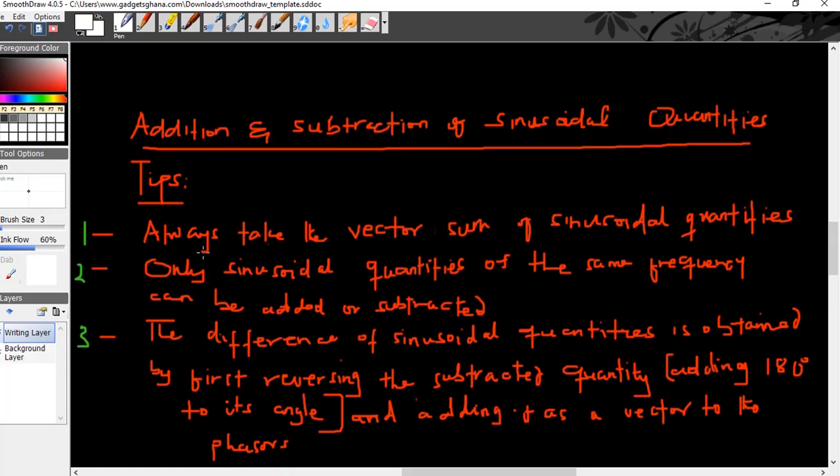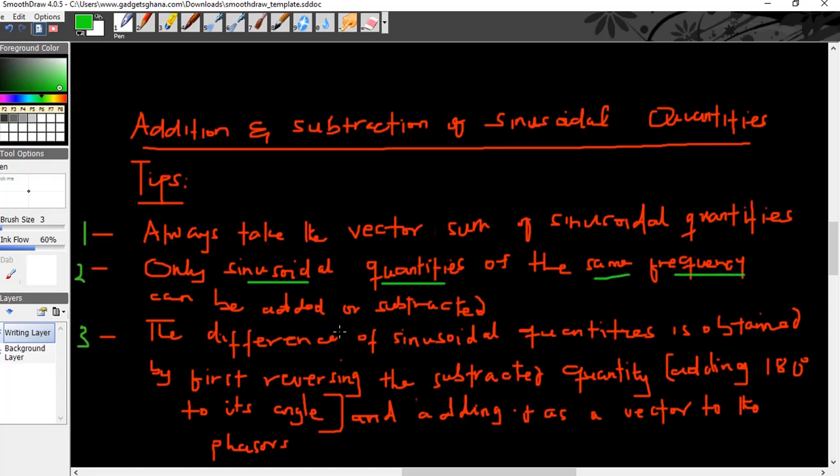First, always take the vector sum of sinusoidal quantities. When adding and subtracting sinusoidal quantities, you normally take the vector sum. I hope you understand what vector sums are. You've already studied vectors in algebra, so you know what vector sums are. The second point is that only sinusoidal quantities of the same frequency can be added or subtracted. We will be solving some questions and you will get to understand what we mean by sinusoidal quantities of the same frequency.